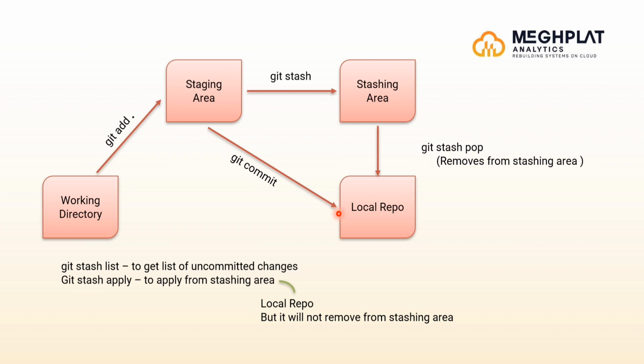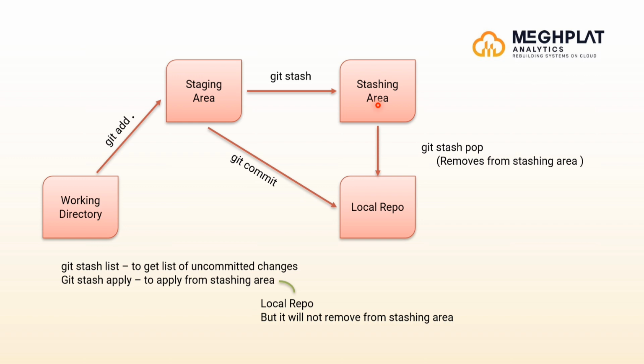But for some reason, if we don't want to go to the local repository, and I want to store the changes which are in the staging area, I use git stash so that the changes will be stored in the stashing area. Once I give the git stash command, all the uncommitted changes in the staging area will be moved to this stashing area, and they will remain in the stashing area itself.